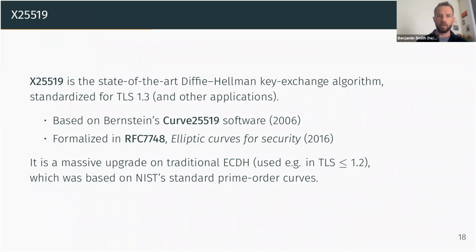Okay, so how are we going to actually use this? You're using this already. Basically, anytime you're using WhatsApp or Signal or Chrome, then you're already using this kind of key exchange. It's formalized as a thing called X25519, which is basically our state-of-the-art Diffie-Hellman. This is what's standardized for TLS 1.3, but it's used in a lot of other applications as well.